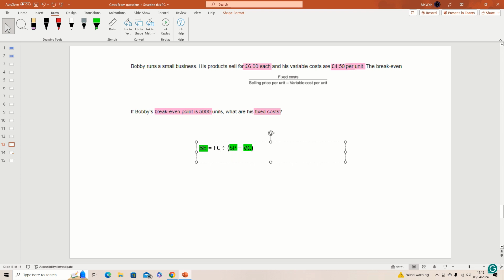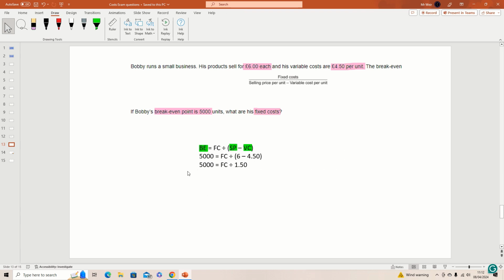So we know that the break-even point is 5,000. We know the fixed costs is the thing that we need to find out. And we know that our selling price is £6 and our variable cost is 4.5 or £4.50. Let's go through the process again. And we know that it's divided by £1.50. Okay, so now all we need to figure out is what fixed costs are.